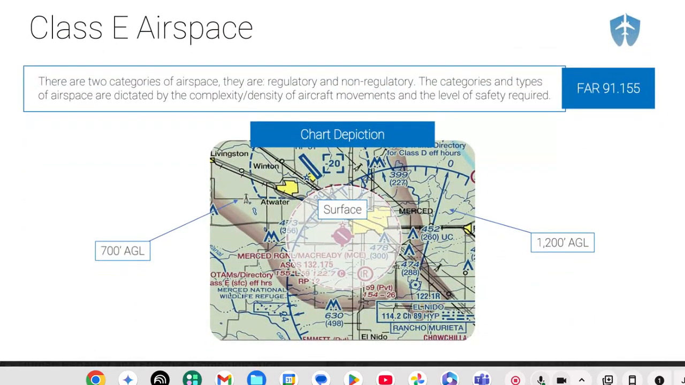Okay, here's a sectional chart picture. If you see this dotted magenta line here, that means Class Echo starts at the surface. Now you can see this dashed or shaded line around. That means within that shaded line it would start at 700 feet AGL, and outside of that, just over here, it would be 1200 AGL. Below that would be Class Golf.